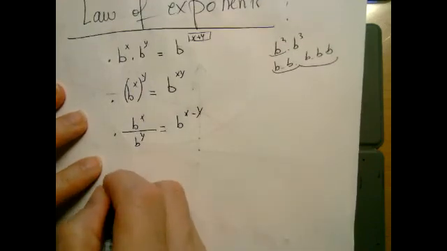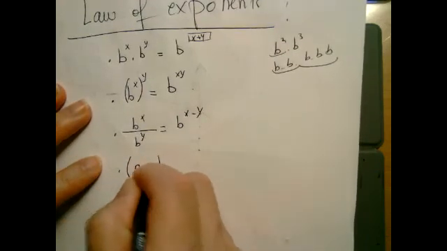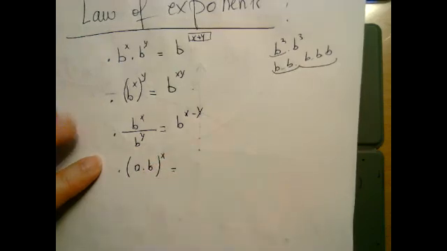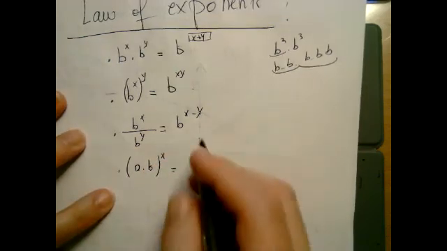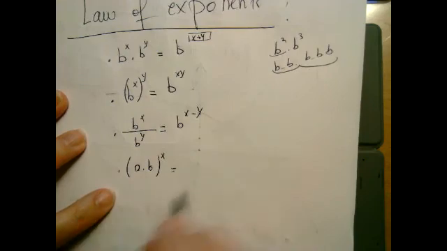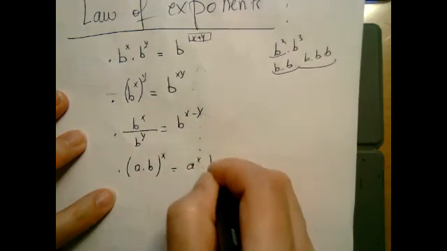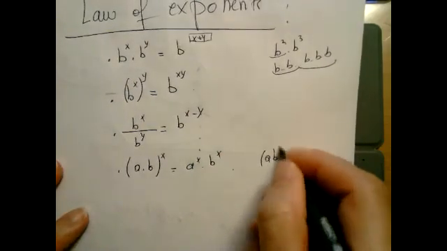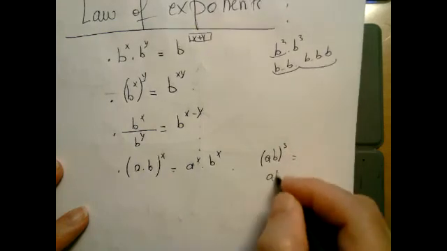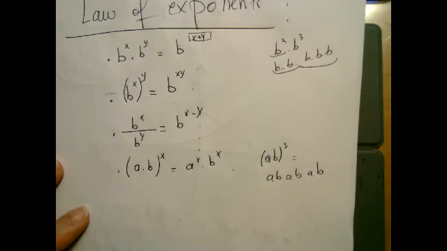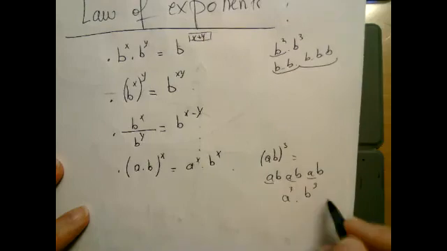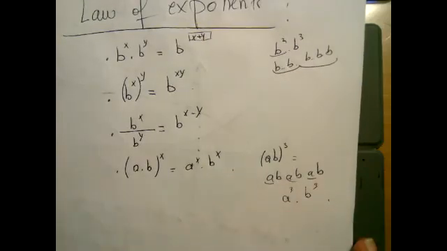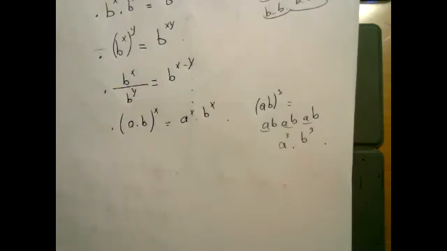The last one is, if you have a times b to the power x, what does this give you? Oh, be careful. It's a to the x times b to the x. Because if you ever forget, just take a number. What if I take ab to the power 3, what do you get? It's ab times ab times ab. As simple as that. So how many a's? 3 of them. How many b's? 3 of them. So if you ever forget them, just give yourself a very simple example.